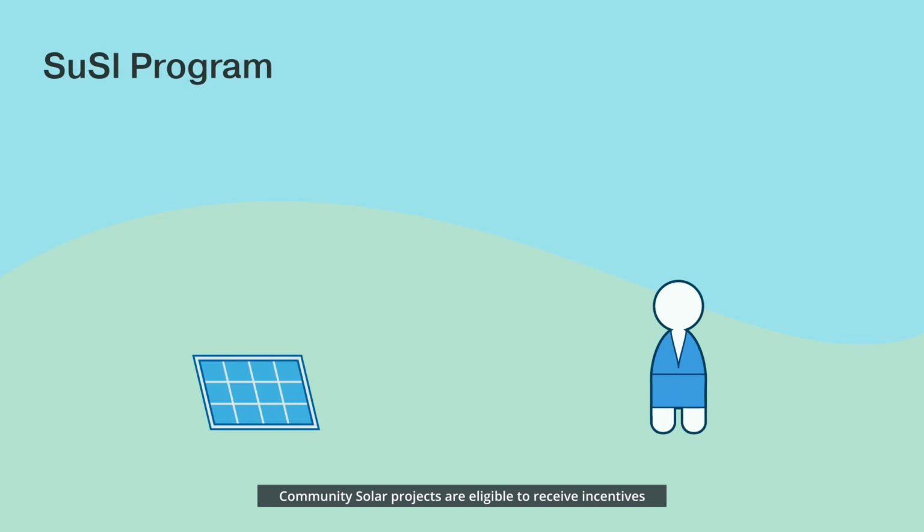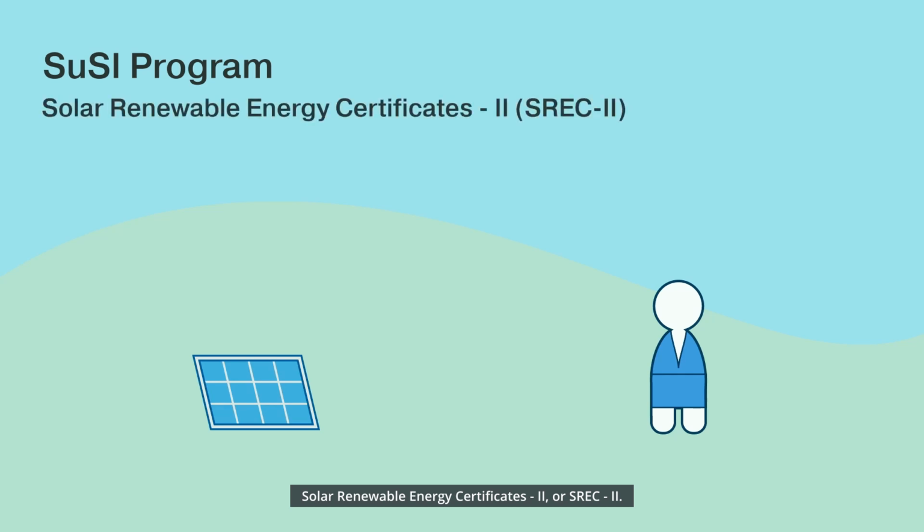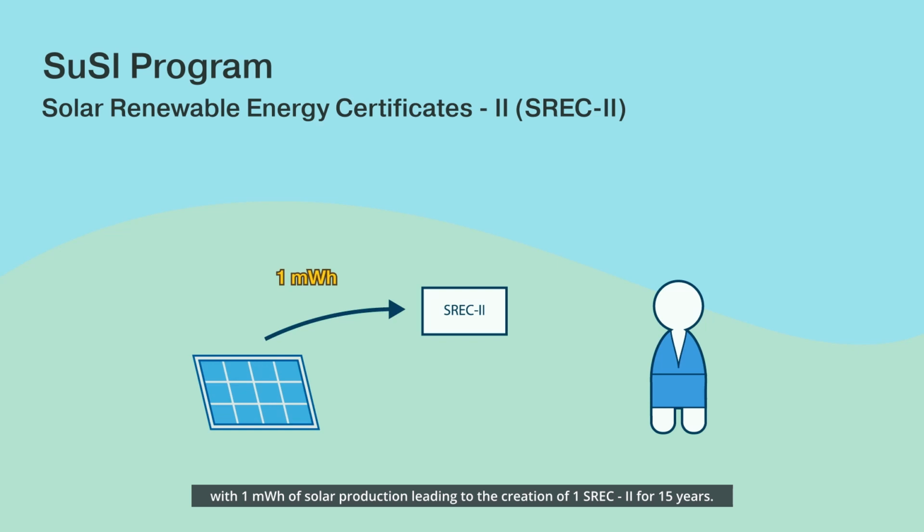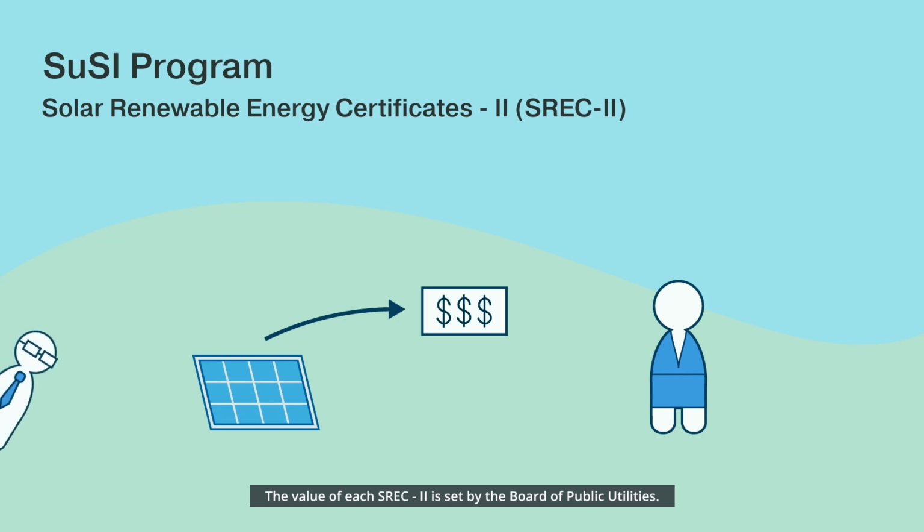Community solar projects are eligible to receive incentives through the Successor Solar Incentive Program, or SuSI program. This program has a mechanism called Solar Renewable Energy Certificates 2, or SREC 2. These incentives are production-based, with 1 megawatt-hour of solar production leading to the creation of one SREC 2 for 15 years. The value of each SREC 2 is set by the Board of Public Utilities.